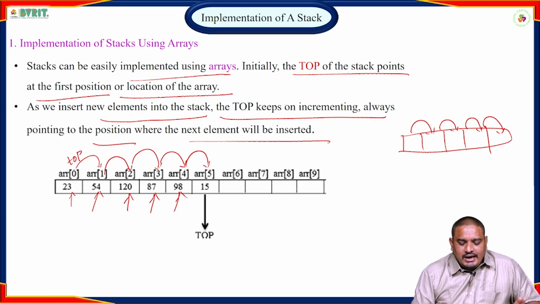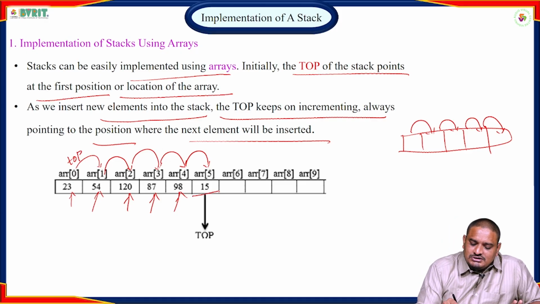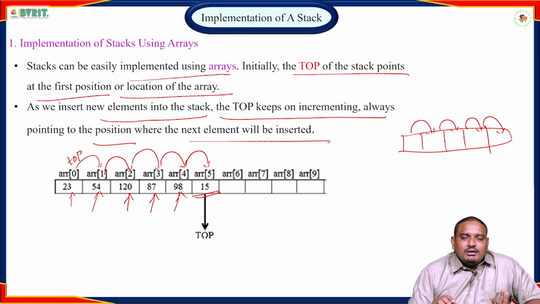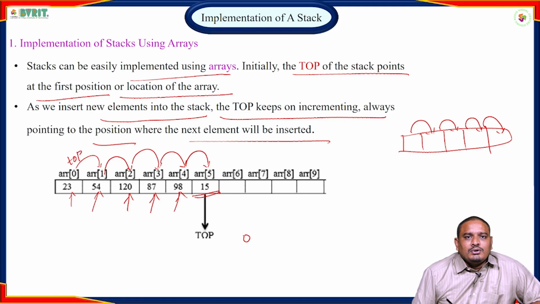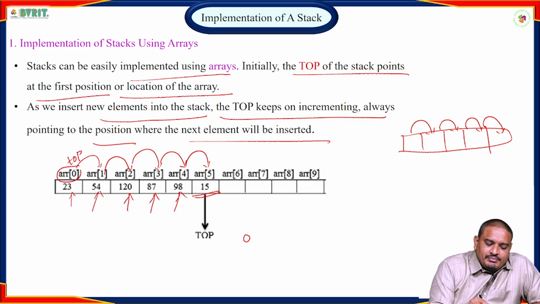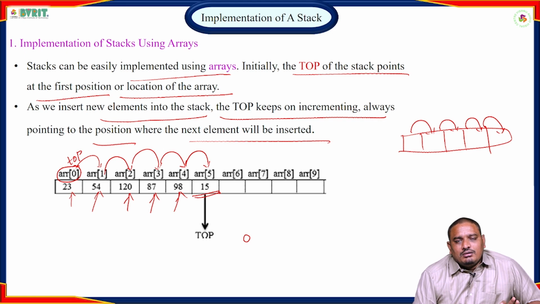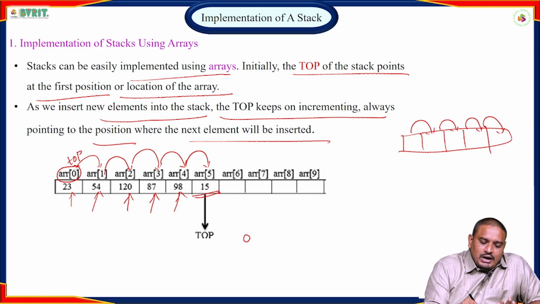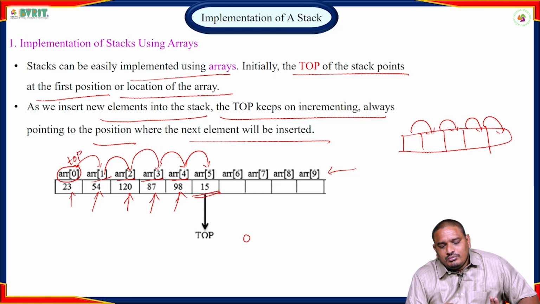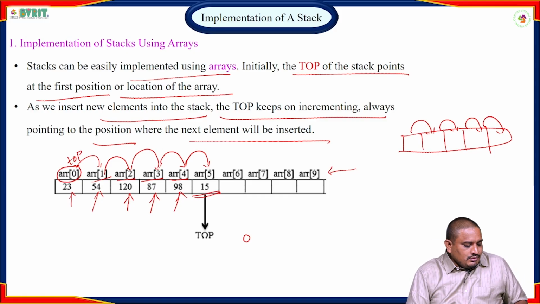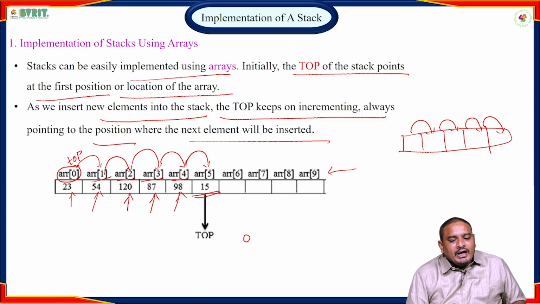Now, in the stack, the top position is this one. In the array, the index starts with 0. This is the representation of the array in the stack: array of 0, array of 1, array of 2, array of 3, array of 4, up to however many elements are available in the stack. That is implementing the stack using arrays.